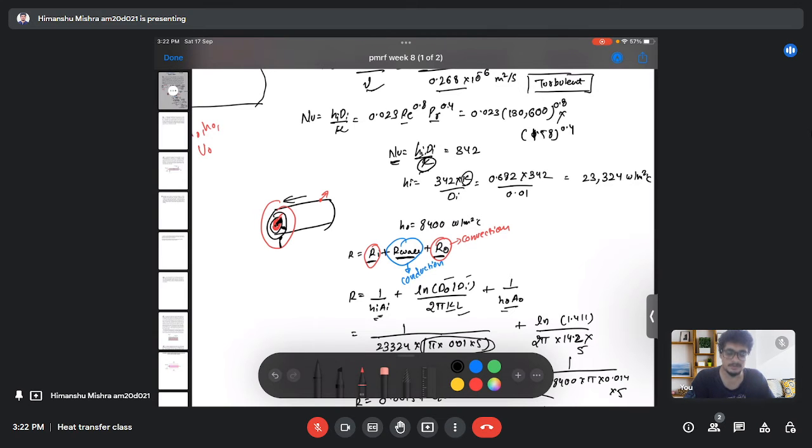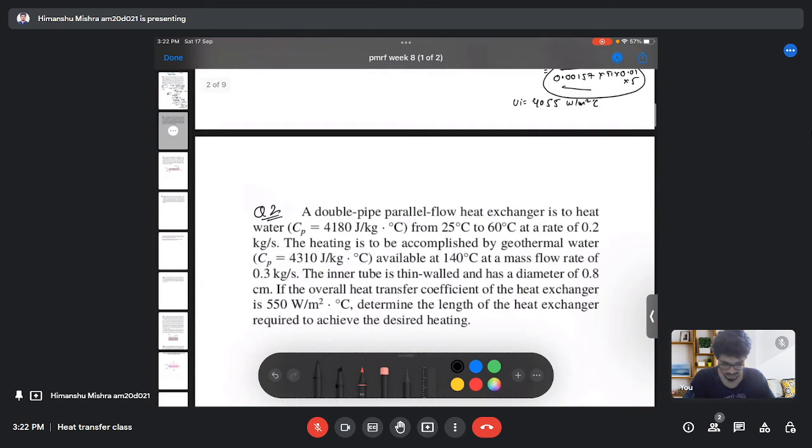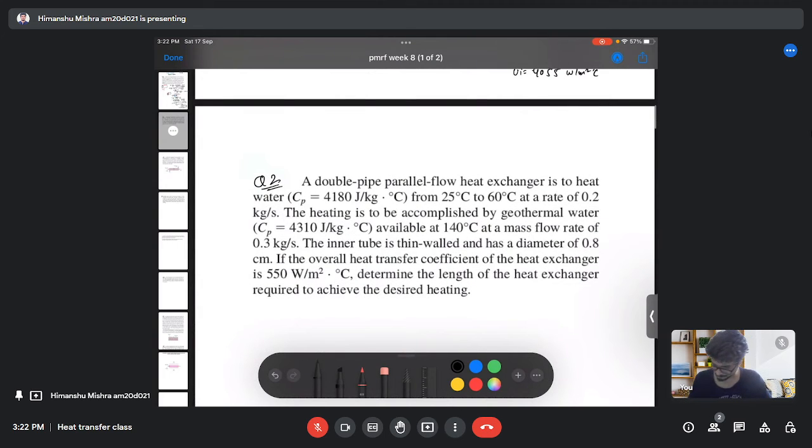So let's move to the second problem. In the second problem, there is a double pipe parallel flow heat exchanger, and the heat capacity of the water is given. The water is entering at 25 degrees Celsius and leaving at 60 degrees Celsius, and the mass flow rate is also given, 0.2 kg per second.